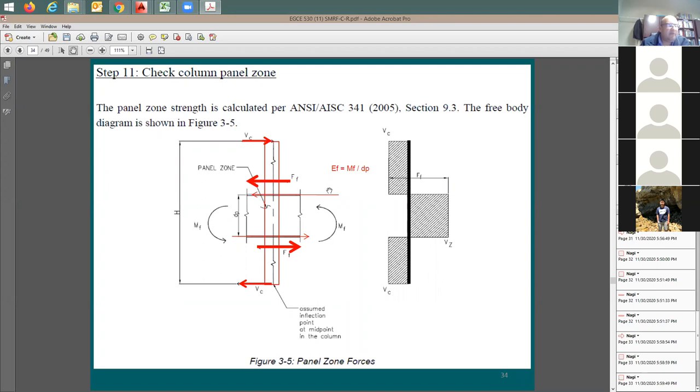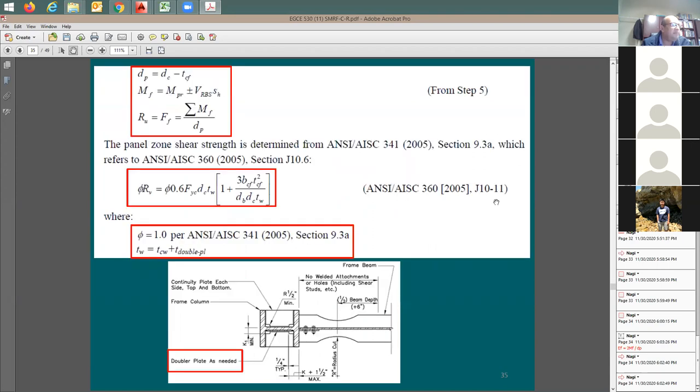Is it only one MF or two MFs? You can say, well, if there is no extension for this beam on this side, maybe you just take one. But in this case, you have two moments. So you can see here, the total summation, two MF divided by DP. Look at this equation here. It says DP is equal to the depth of the column, subtracting two CF.